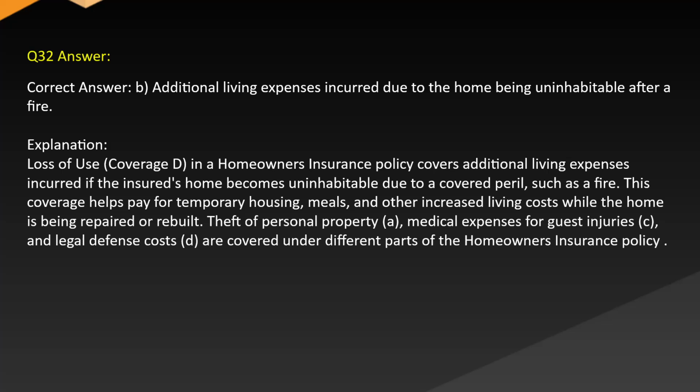Explanation. Loss of use coverage, Coverage D, in a homeowner's insurance policy covers additional living expenses incurred if the insured's home becomes uninhabitable due to a covered peril, such as a fire. This coverage helps pay for temporary housing, meals, and other increased living costs while the home is being repaired or rebuilt. Theft of personal property, A, medical expenses for guest injuries, C, and legal defense costs, D, are covered under different parts of the homeowner's insurance policy.